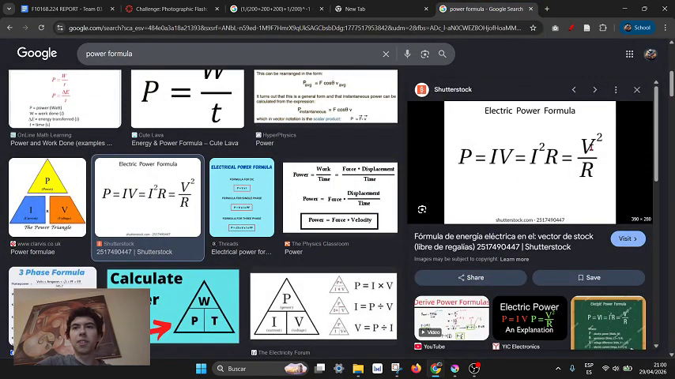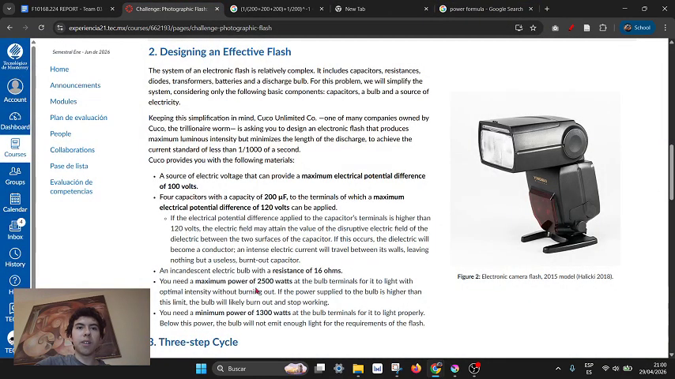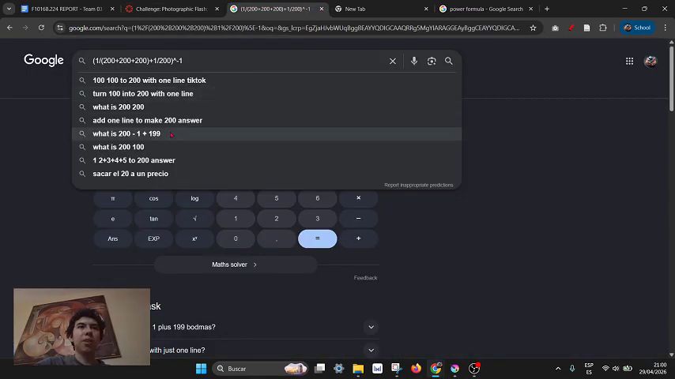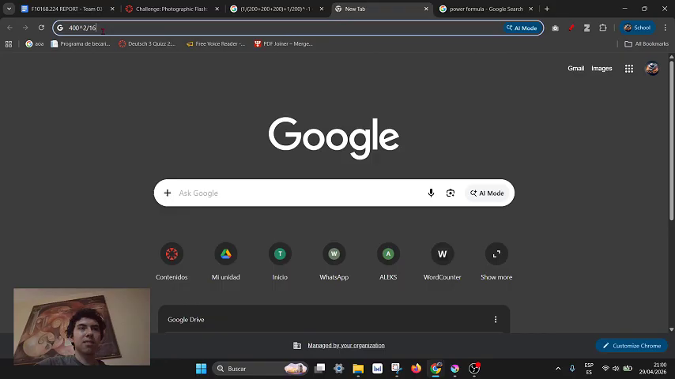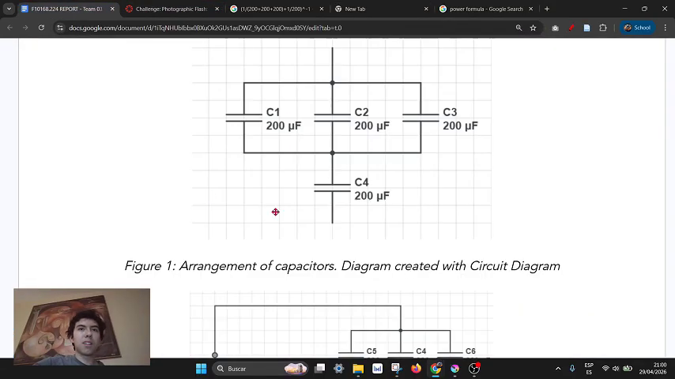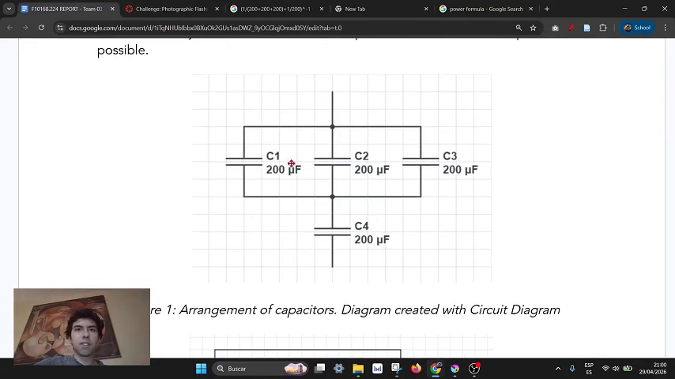The power formula is the voltage squared over the resistance. And we can only have at most 2,500, which is not good. So what do we do about this? Because of the array that we chose here, the potential difference here and here will essentially be that of just 2 capacitors.